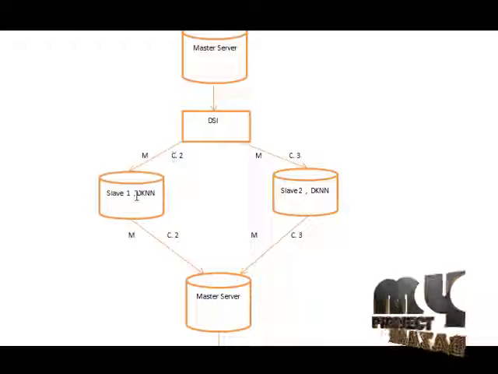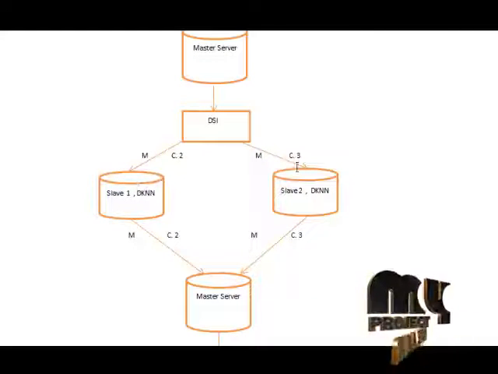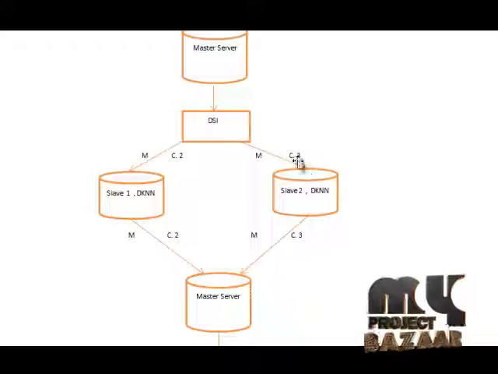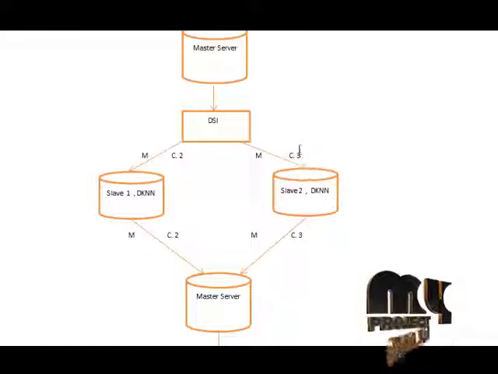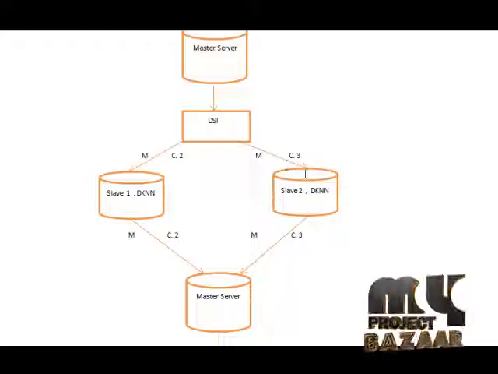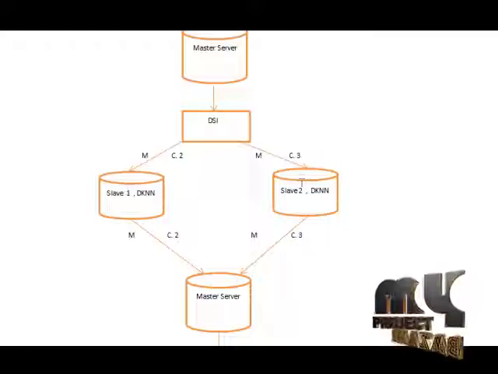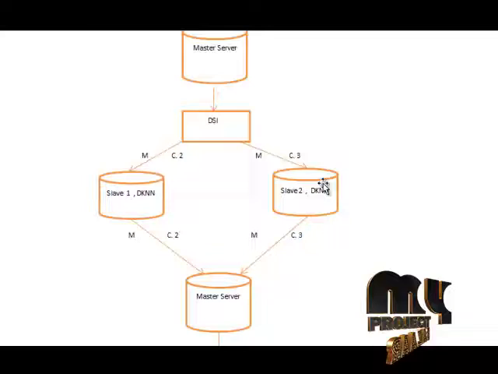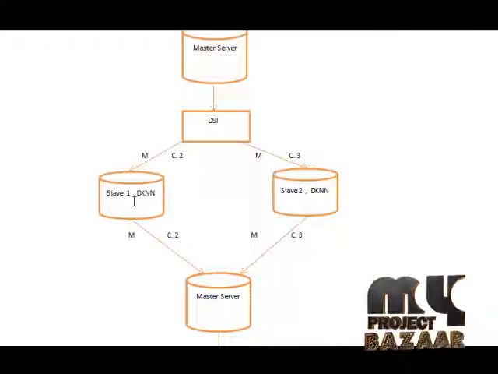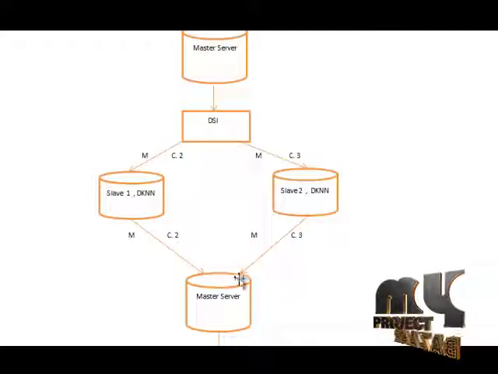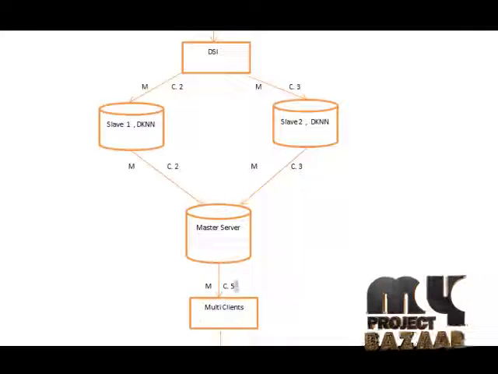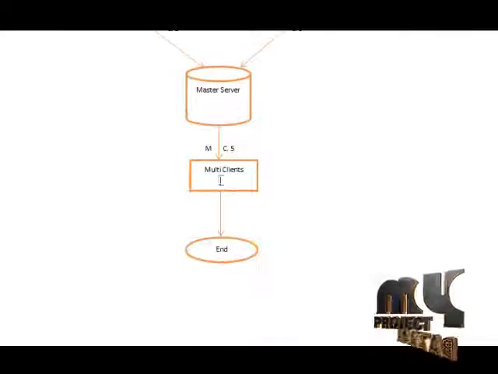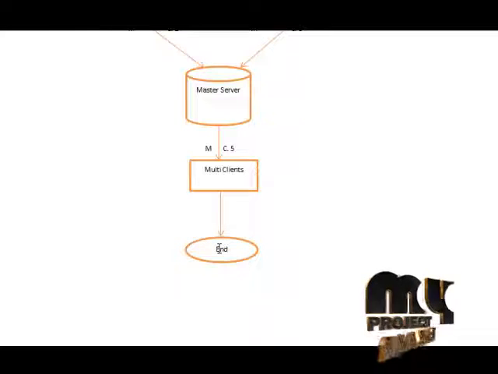So 2 clients are on the slave 1 server. M means many clients accessing, C3. So 3 clients are on the slave 2 server. Then slave 1 server and slave 2 server finish the client requests and send them to the master server. The master server replies to the multiple clients and the process finishes.